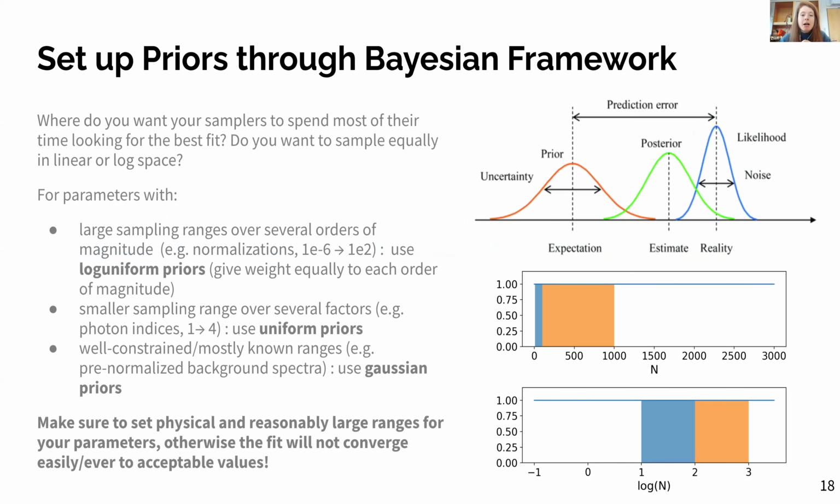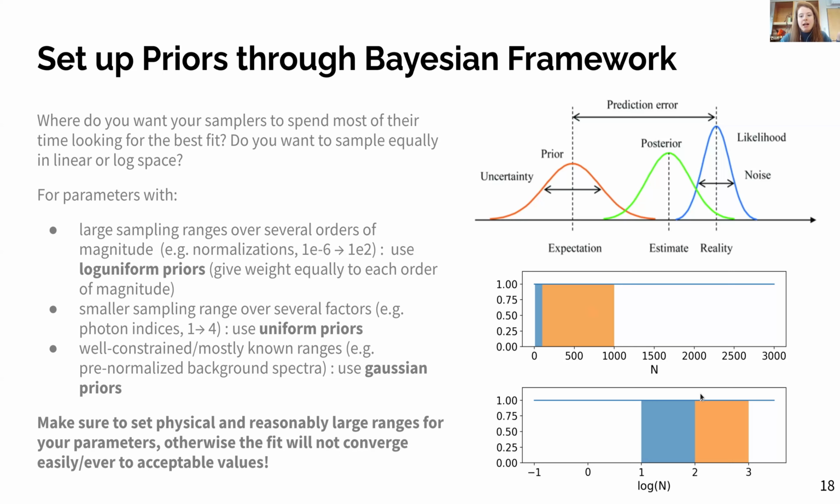Okay, then the next step is setting up the priors to this Bayesian framework that BXA works with. So of course, we want to make sure that we know where we're informing our model to do its fit in the best way possible. So we have to ask ourselves, where do we want our samplers, which are the ones kind of going around this parameter space of our model and converging to the best fit, where do we want them to spend most of their time? Do we want them to sample equally in linear or log space?